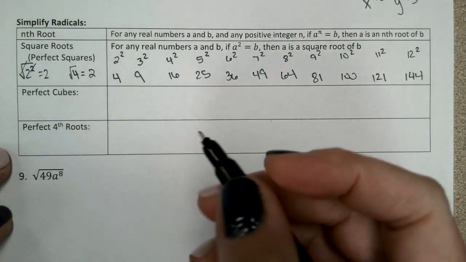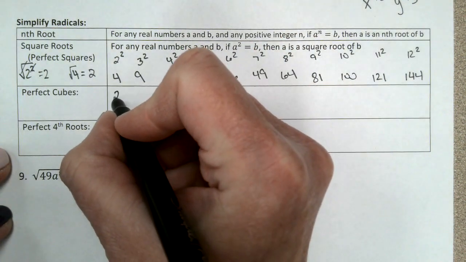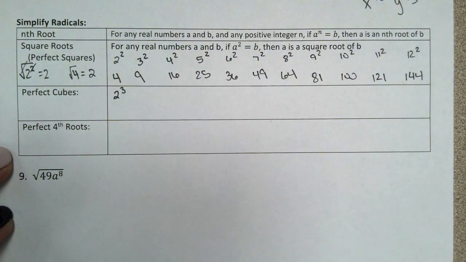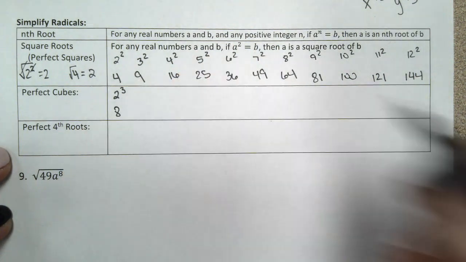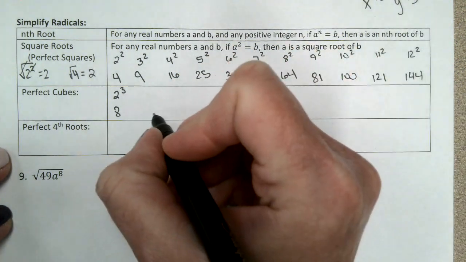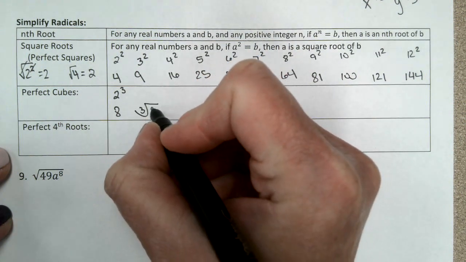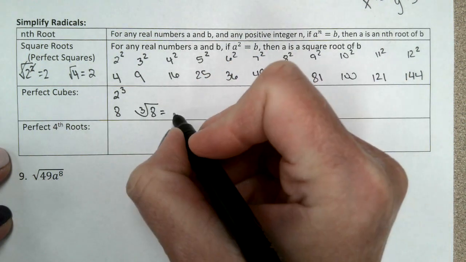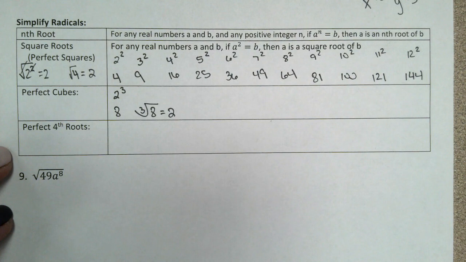What are my first couple perfect cubes? 2 to the third power is 8. So that means that the cube root of 8 equals 2.